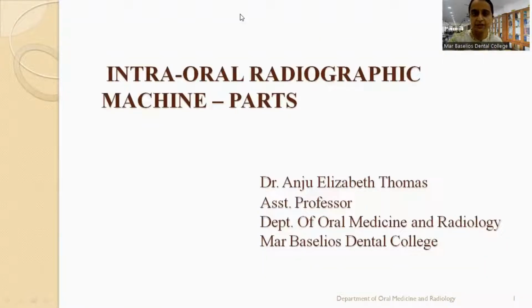Let us discuss the intraoral radiographic machine. The intraoral radiographic machine is the one which we use in our routine dental practice to visualize the teeth and the adjacent structures. So we will discuss in detail the parts of the intraoral radiographic machine.